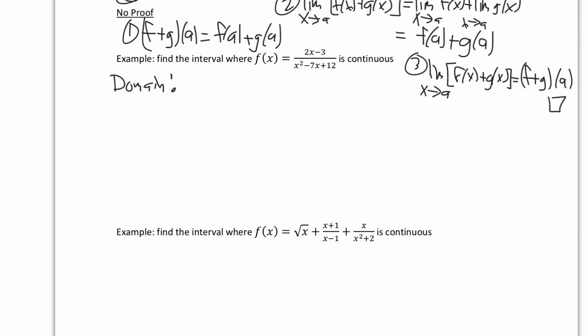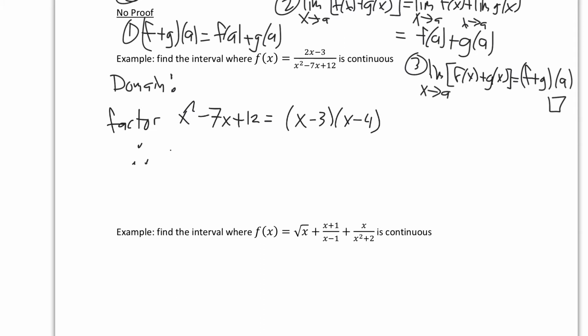Okay, well, we know for rational functions, domain issues come from the denominator. So we should factor. So factor x squared minus 7x plus 12. Looks like that's going to be x minus 3 and x minus 4. So therefore, x could not be equal to 3 and x could not be equal to 4, because if x was equal to 3 or 4, then that would make the denominator 0.